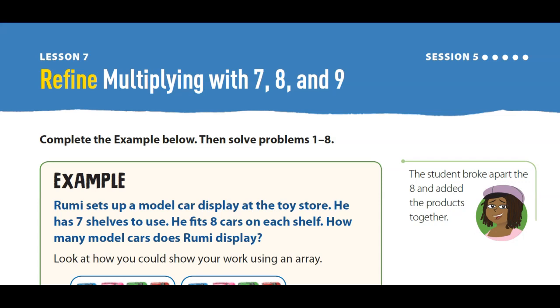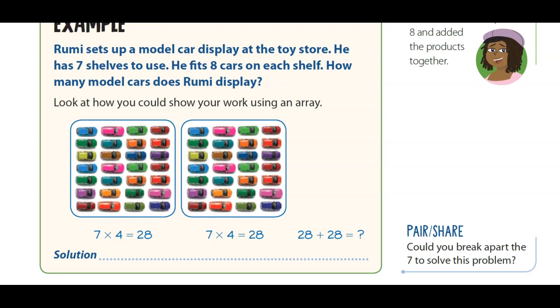Okay, now this, again, lesson 7, section 5, we're multiplying 7s, 8s, and 9s. Now we're going to put it all together. Look at the example they give you. It says, Remy sets up a model car display at the toy store. He has 7 shelves to use. He fits 8 cars in each shelf. How many model cars does Remy display?